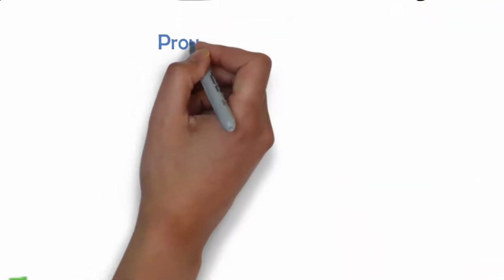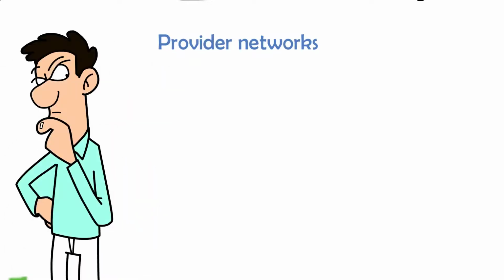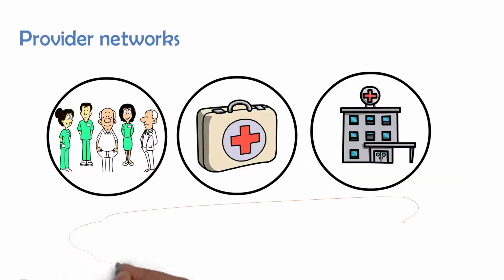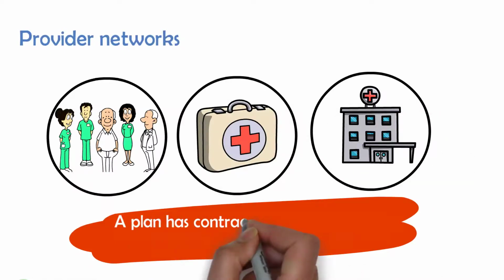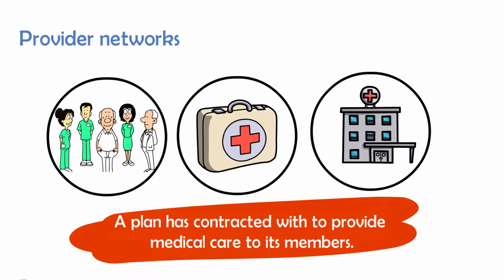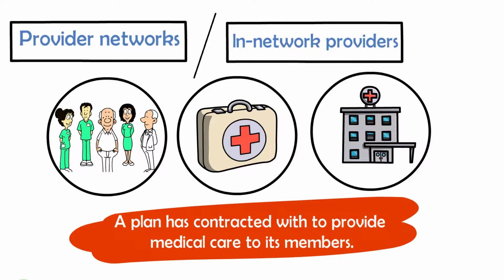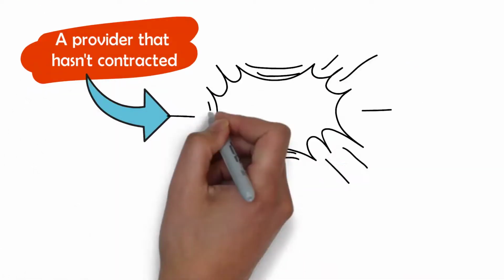We've been talking a lot about provider networks. What's a provider network? A provider network is a list of the doctors, other healthcare providers, and hospitals that a plan has contracted with to provide medical care to its members. These providers are called network providers or in-network providers. A provider that hasn't contracted with the plan is called an out-of-network provider.